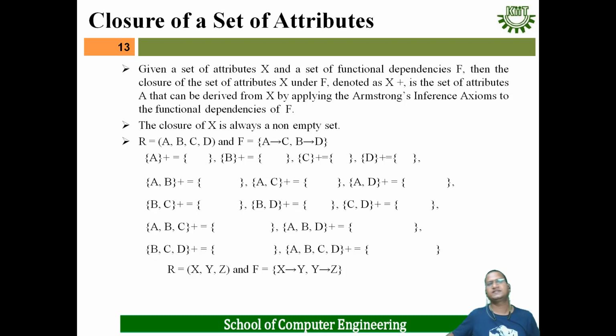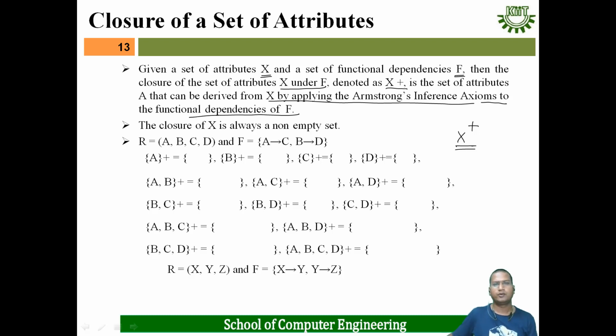Now we'll see the closure of a set of attributes. How do we find the closure of a set of attributes, or what do we mean by closure of a set of attributes? Given a set of attributes X and a set of functional dependencies F, the closure of the set of attributes X under F is denoted as X closure. This is represented like this. It is the set of attributes A that can be derived from X by applying the Armstrong inference axioms to the functional dependencies of F.